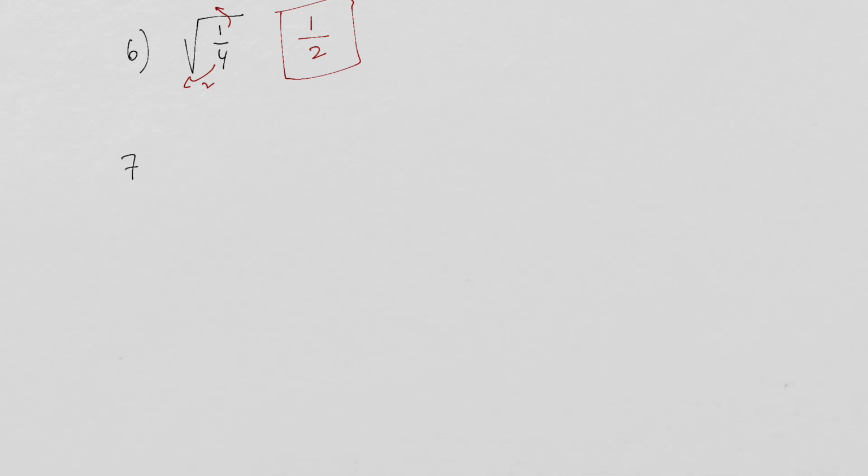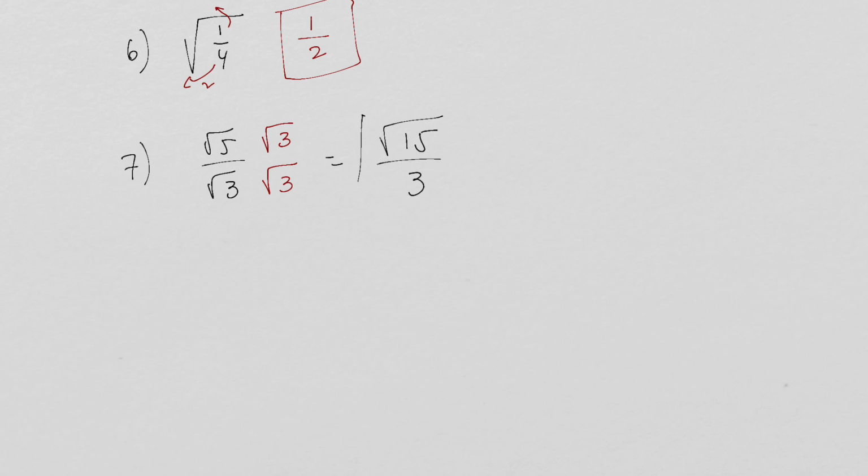Number 7 is the square root of 5 over the square root of 3. Now, this is not a simplified fraction because you can't have a radical in the denominator. So we're going to multiply the bottom by root 3. So we'd have to do the same to the top. And that's going to become root 5 times 3 is 15. And root 3 squared is just 3. That's called rationalizing the denominator. You take an irrational number and you make it rational.